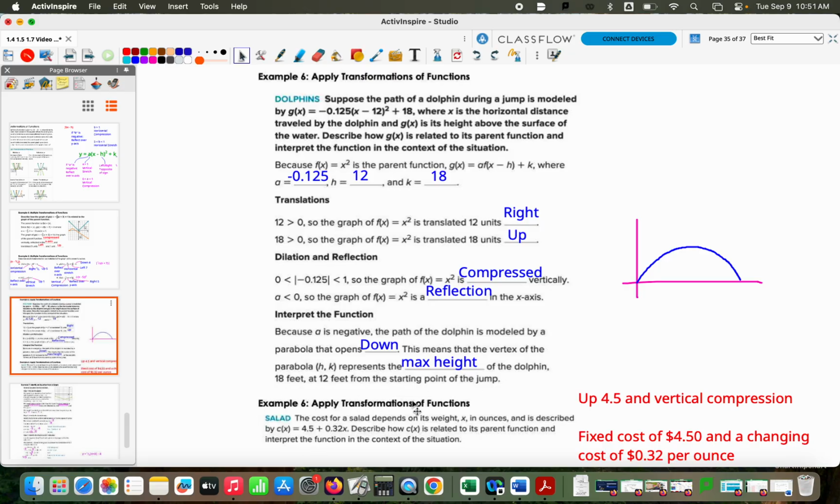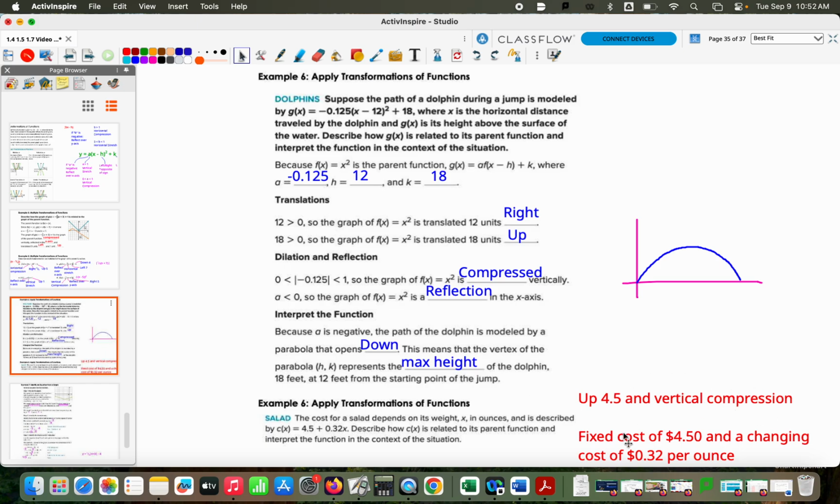This here is kind of similar idea. Can we apply some transformations, understand what's going on here? Probably overly complicated, but we've got this C(x) equals 4.5 plus 0.32x. X here is our weight in ounces, and we're trying to interpret what's going on here. First, the positive 4.5 means it's moved up 4.5 because it's unattached. We could rewrite it as 0.32x plus 4.5. The 0.32 is a smaller number, so it's a vertical compression.